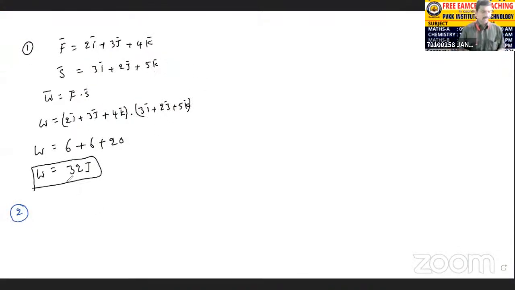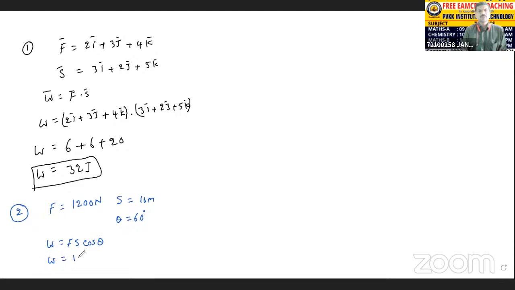So force F is 1200 Newton, displacement S is equal to 10 meter, theta is equal to 60 degree. W is equal to, what is the formula? W is equal to Fs cos theta.